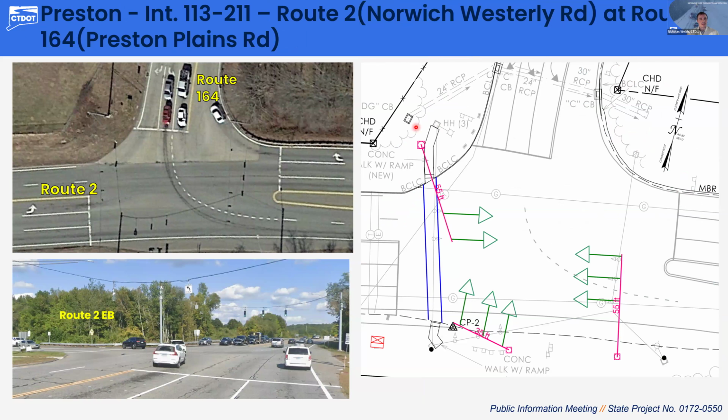So moving on to Preston, intersection 113 211, Route 2 at Route 164. This intersection, we're proposing a mast arm on the northwest corner, and the southwest corner, and the southeast corner, with a crosswalk on the west leg and new pedestrian facilities on the northwest and the southwest corner.